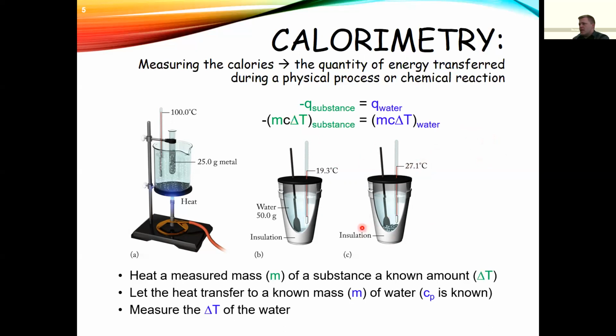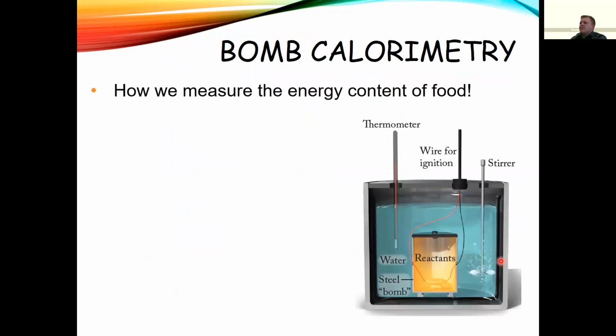But we don't like to use a bunch of styrofoam cups in a lab, especially because that's really dangerous. What if you spill your hot water on yourself? Or what if you spill this 100 degrees Celsius metal on yourself? So we usually do this in a better sealed container that we call a bomb. So a bomb calorimeter looks like this.